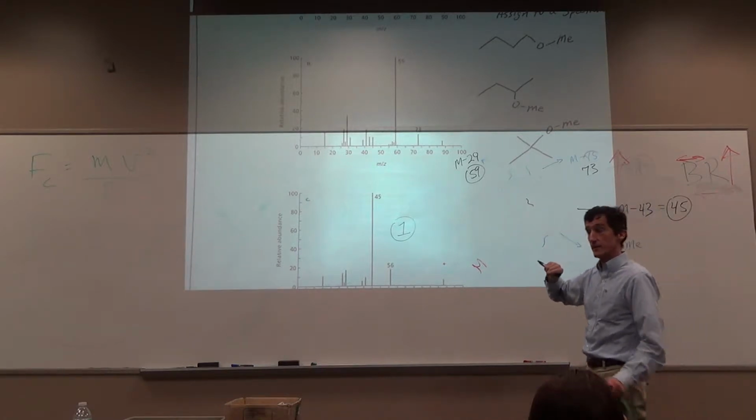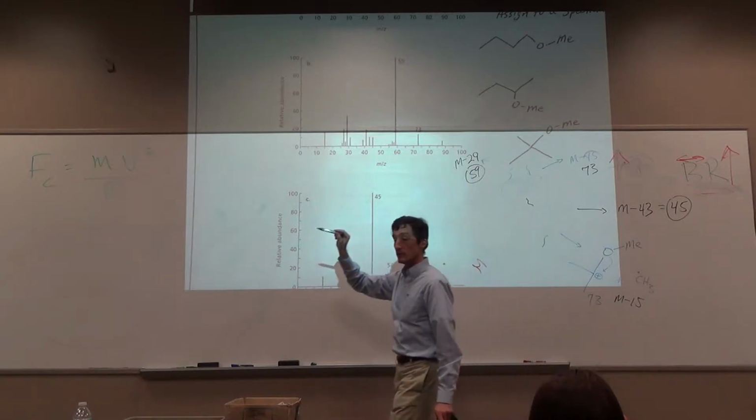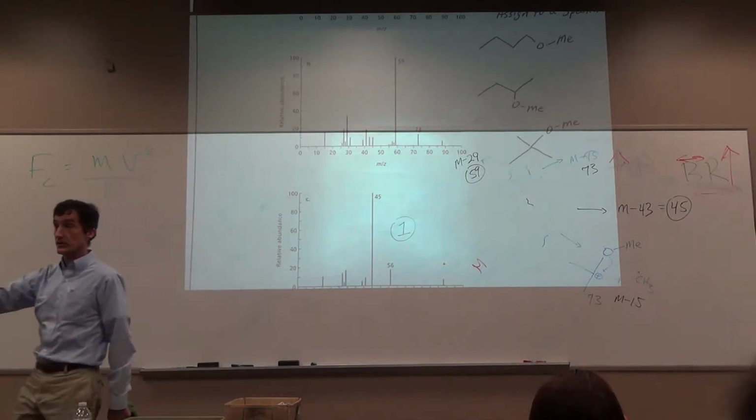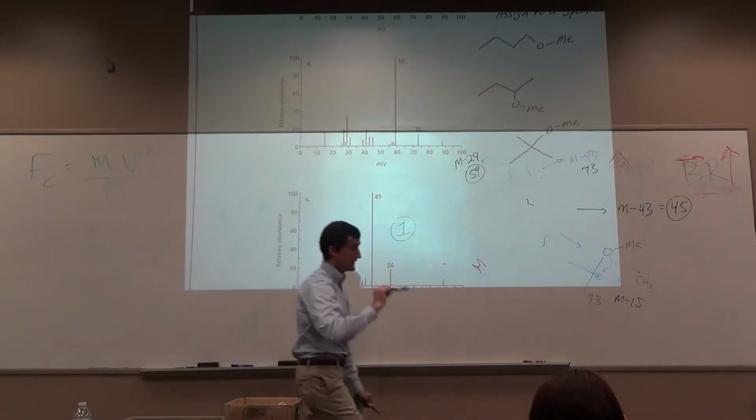And which one's bigger, more intense? 59 is taller. That means more of the ions were turned into current. You got a bigger signal. You got more current produced because there were more ions, because it produced more of those. It looks like the middle one is number 2. I'm going to write that up there.